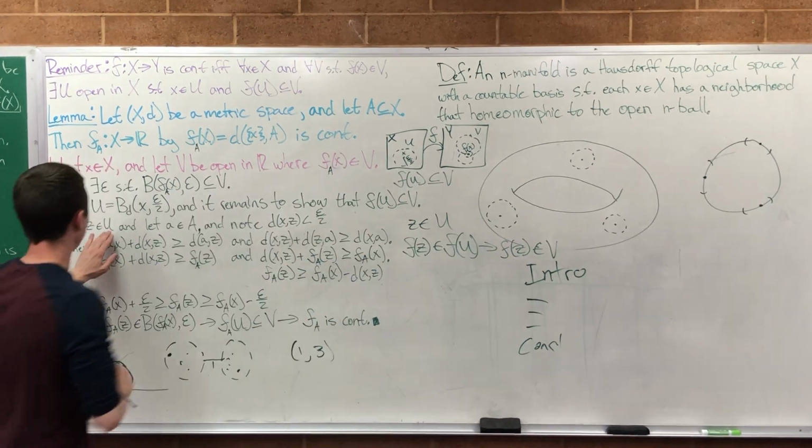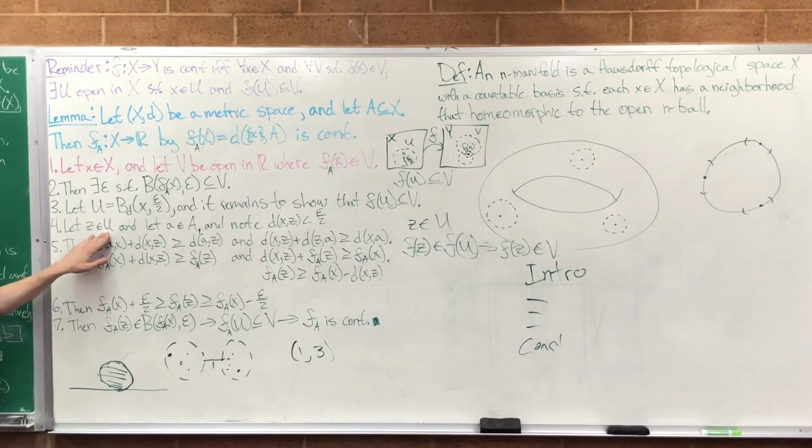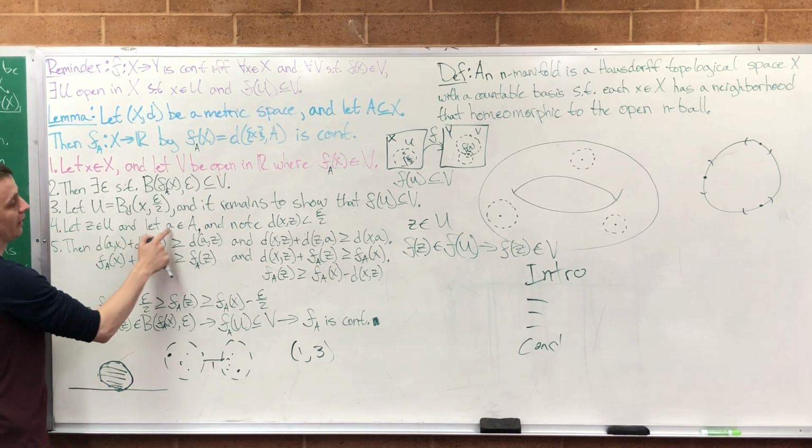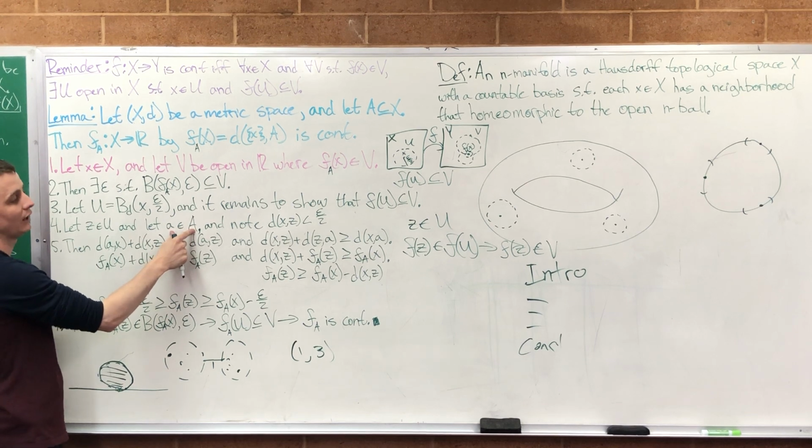So let z be some random point in U, and now I'm trying to show that f of z is in V, and we're done. So let z be some point in U, and let little a be any point in big A, our set that we were given.